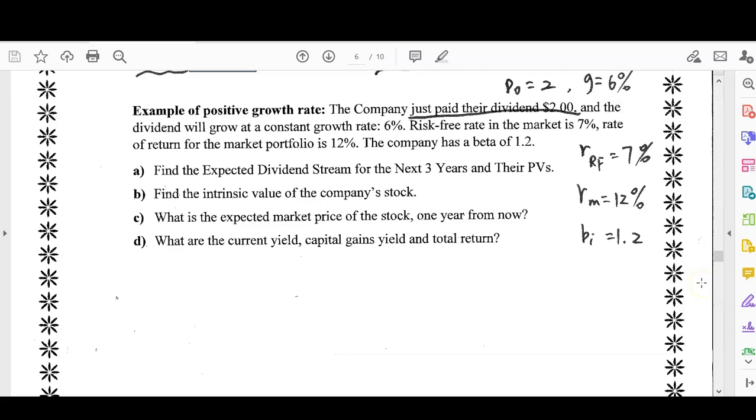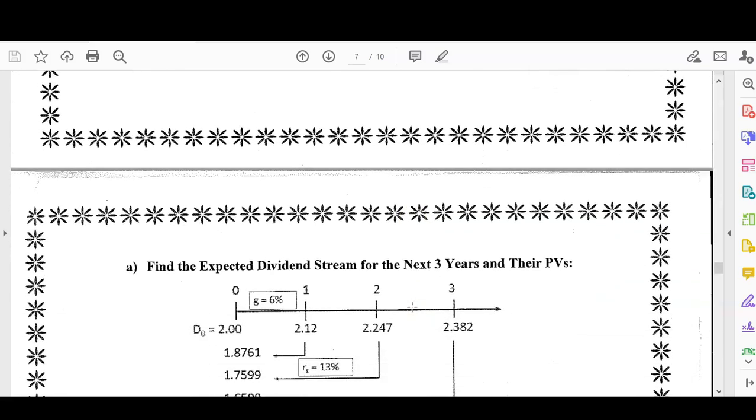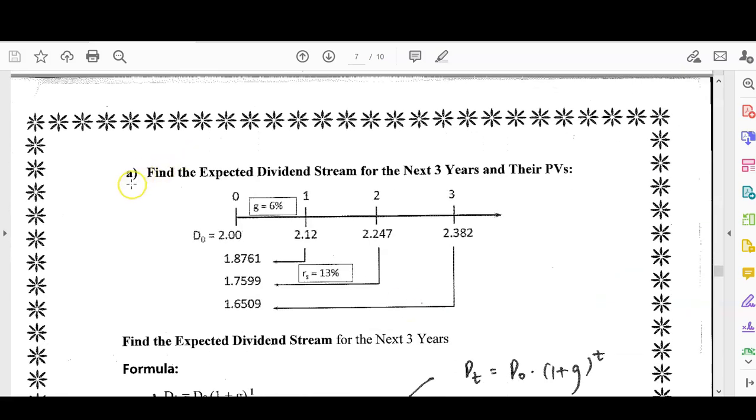So to continue with our example of positive growth rate here, we already know the firm just paid their dividend, D0 as 2, g as 6%, risk-free rate as 7%, market portfolio return, RM 12%, beta as 1.2. Let's solve the questions one by one. Question 8, find the expected dividend stream for the next 3 years and their PVs.